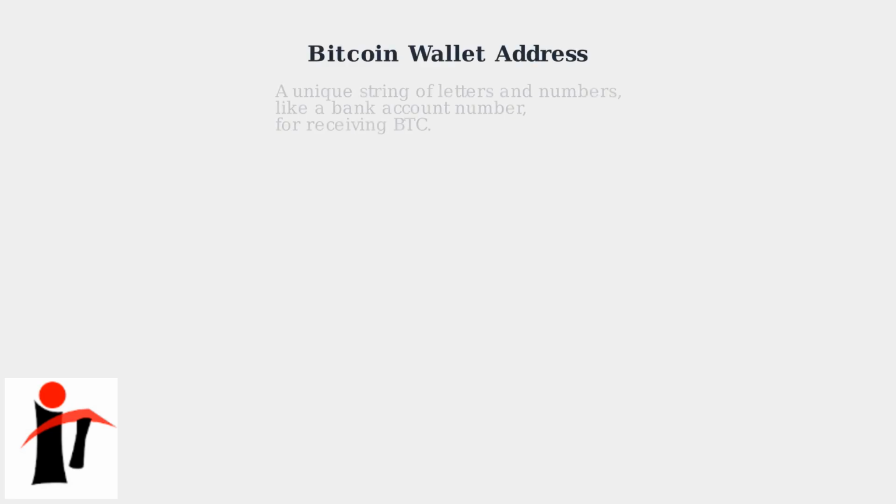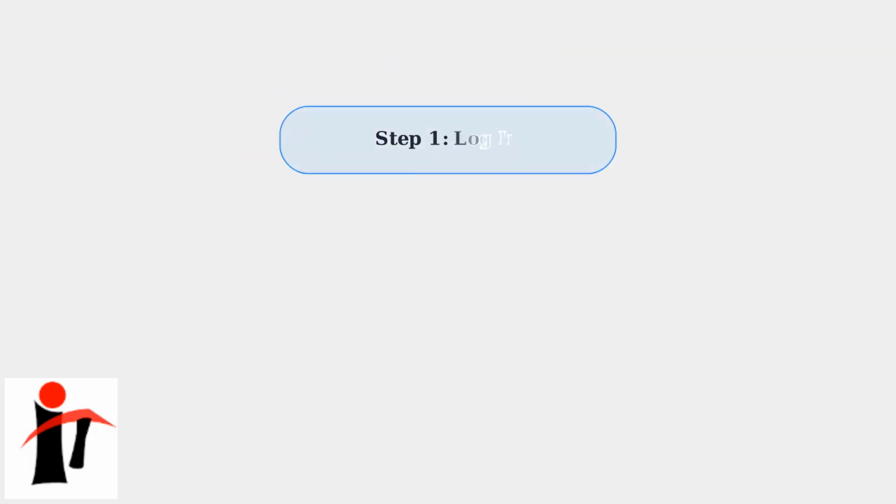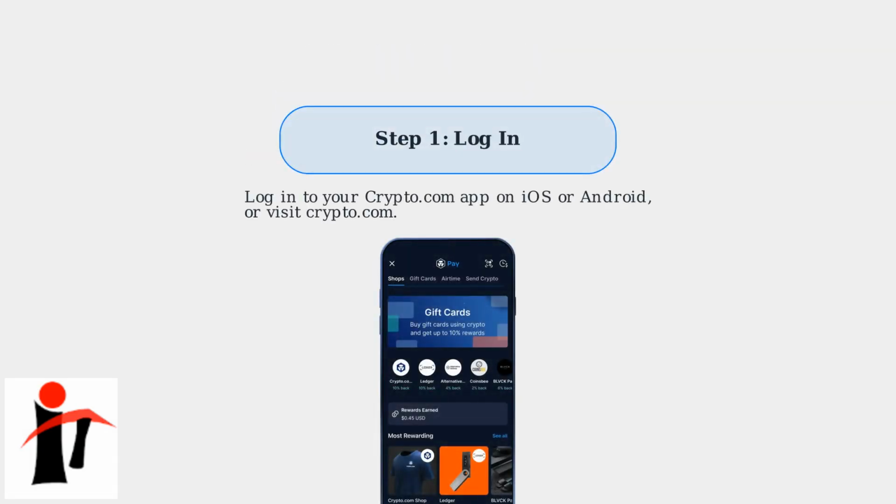Your Bitcoin wallet address on Crypto.com is a unique string of letters and numbers, like a bank account number, that allows you to receive BTC. To find it, first log into your Crypto.com app on iOS or Android or visit Crypto.com.